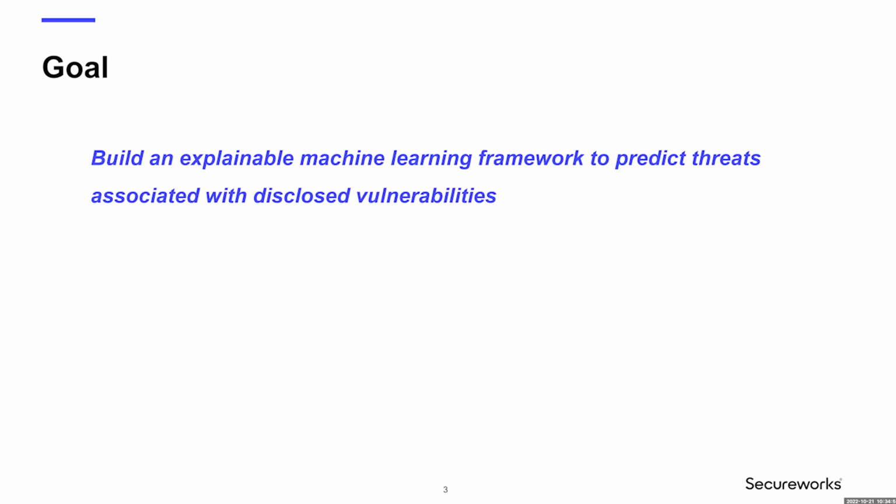So the general goal of this approach is to build an explainable machine learning framework that can predict threats linked to newly disclosed vulnerabilities. Essentially, with new vulnerabilities that come out, we want to know which ones are more at risk of being the victim of threats, to know which vulnerabilities might be truly critical, which vulnerabilities to patch first, and so forth.